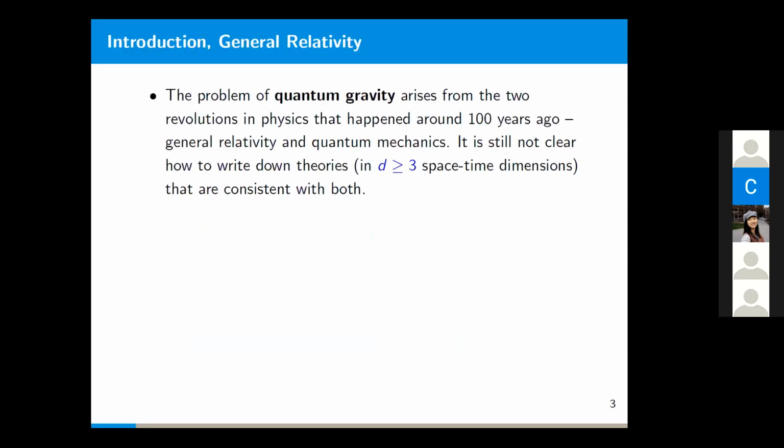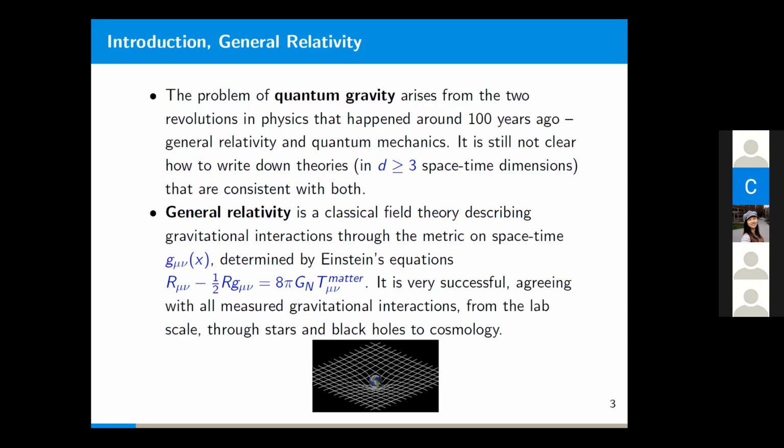So let me start with a general review. Maybe it's not necessary in this audience, but still, just to be complete. The problem of quantum gravity, of course, comes from the main revolutions that happened in physics around 100 years ago, general relativity and quantum mechanics. And even 100 years later, we still don't know, at least in 4 space-time dimensions, how to write down theories that are consistent with the principles of both of these revolutions.